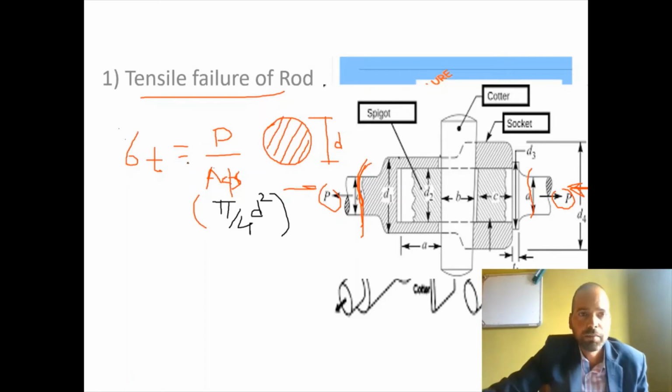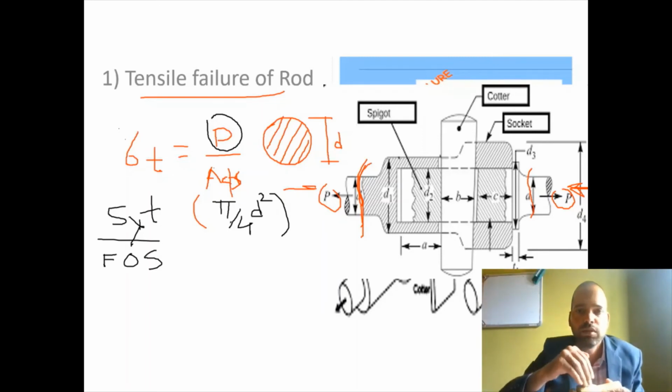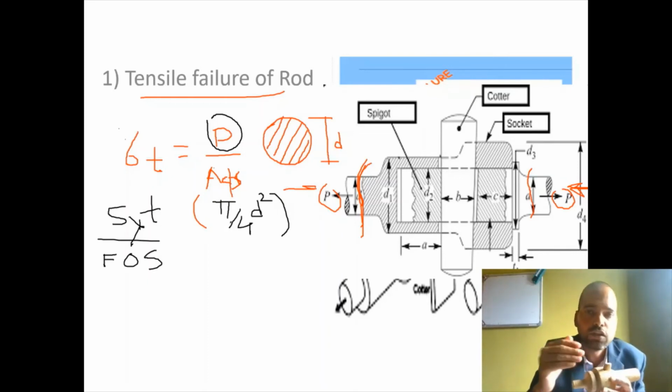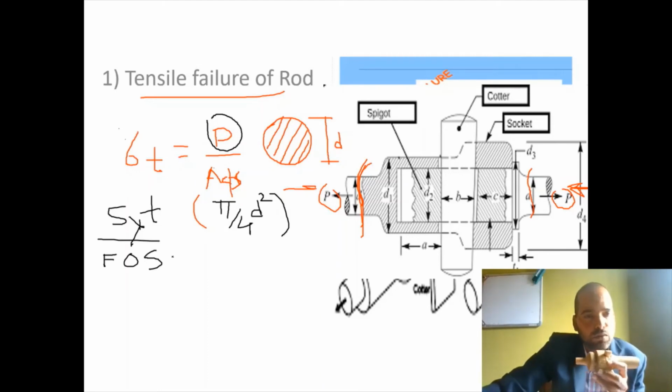From this equation, the force applied on the component will be known or defined in the problem. The tensile stress will be known, as we will know the material, and this allowable tensile stress can be calculated by SYT divided by factor of safety. Now the factor of safety for the cotter joint is selected between 4 to 6, as there are different slots in the component. At the point of the slot, the chances of failure of the component are higher, hence the factor of safety is selected a little on the higher end.